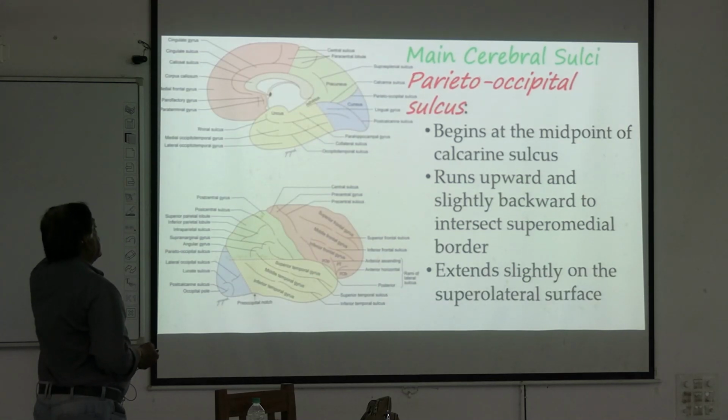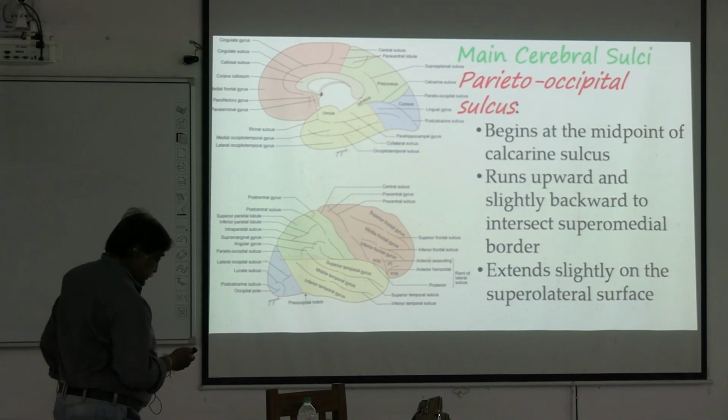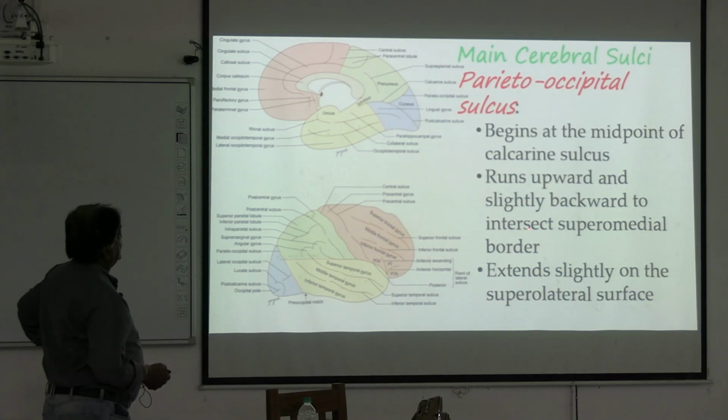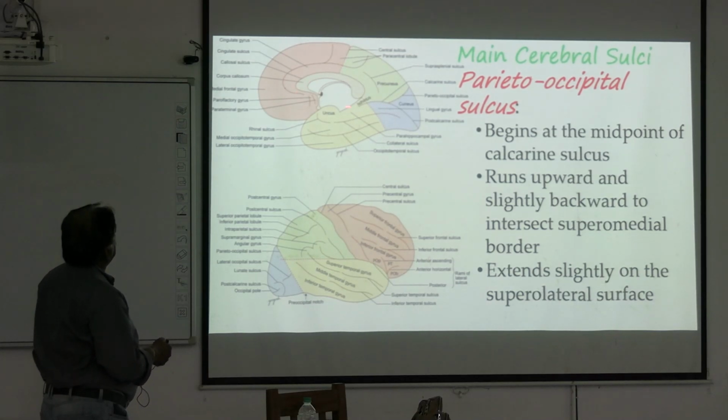Now, main cerebral sulcus, the parieto-occipital sulcus. It begins at the midpoint of the calcarine sulcus, runs upwards and slightly backwards to intersect the superomedial border, and extends slightly on the superolateral surface. This is the section cut. You can see the corpus callosum, and these are the sulci and gyri. This is the uncus.